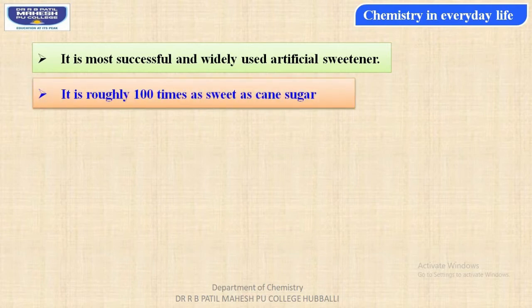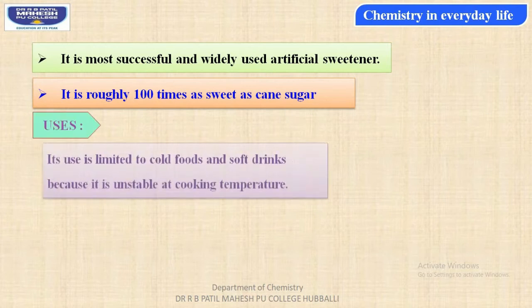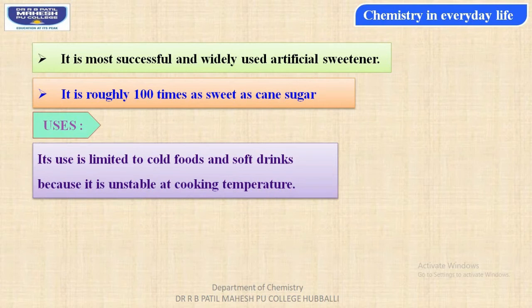Now let us understand some of the uses of aspartame. Its use is limited to only cold foods and soft drinks. The reason behind it is that it is unstable at cooking temperature. So students, if we heat aspartame, it readily decomposes. So the stability is only at cold conditions.